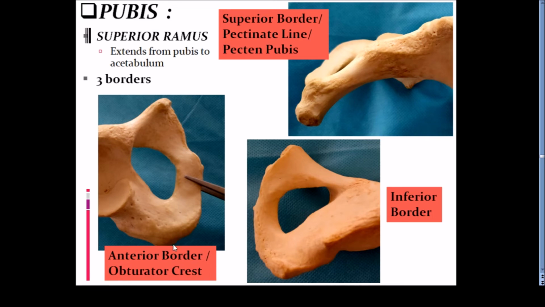Now the anterior border. The anterior border is also known as the obturator crest. This anterior border is rounded and it extends from the pubic tubercle to the acetabular notch. So this is the anterior border. This is the acetabular notch. The third border is the inferior border. This inferior border is sharp and it forms the upper margin of the obturator foramen. So this is the inferior border. This is the obturator foramen. So this is the inferior border of the superior ramus. It forms the upper margin of the obturator foramen.